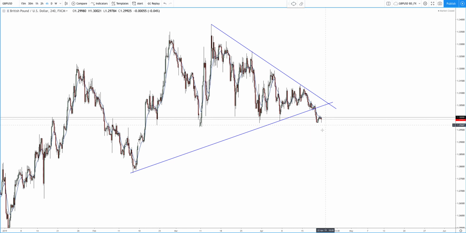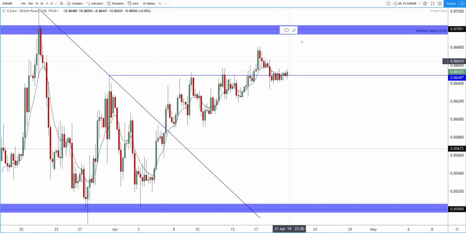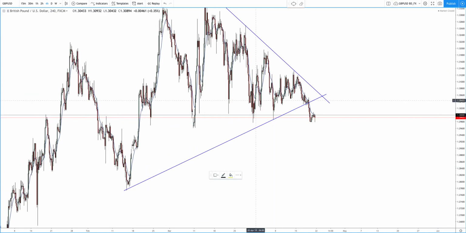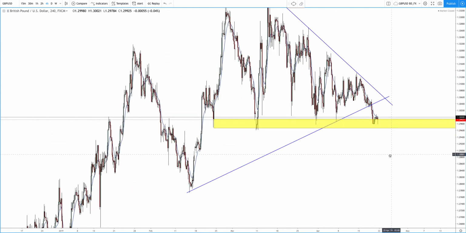Now what I was explaining on Euro GBP is I think Euro GBP could push a little bit higher, because on GBP USD, I'm still not fully convinced on taking a short trade at this point. There was a short trade that was valid from higher up last week, which I'll explain in a minute.